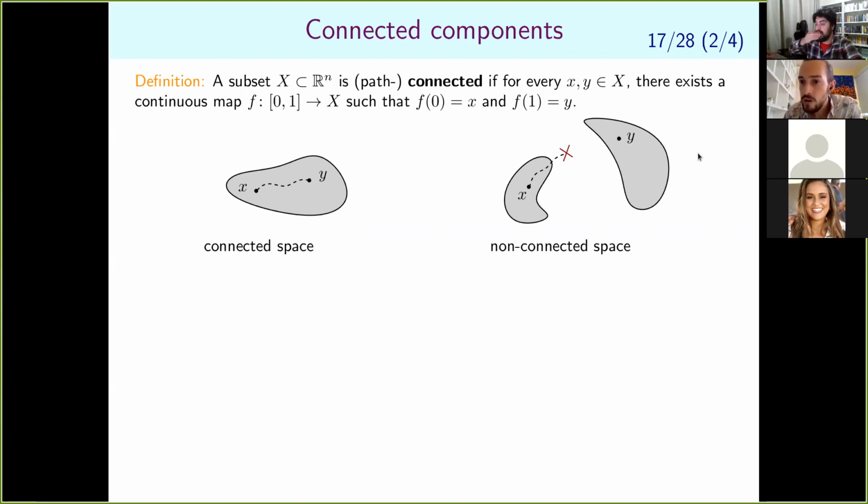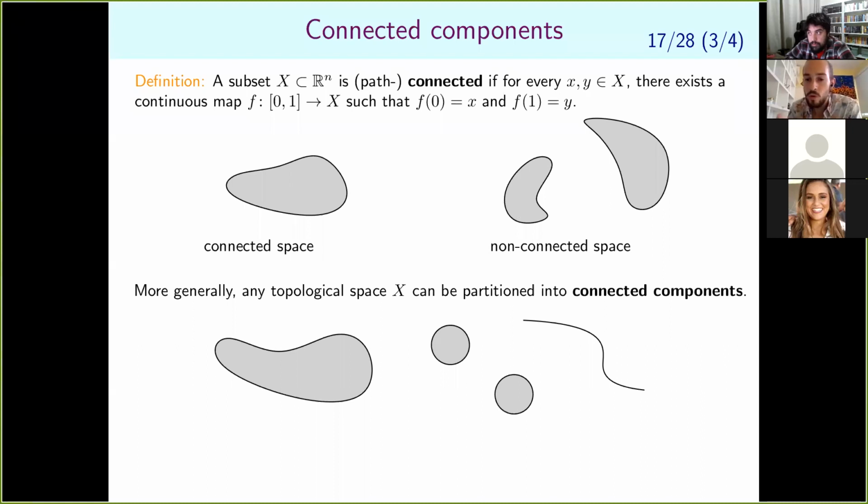And in general, for any topological space, we can define connected components. We can partition any topological space into connected components, that correspond to subsets that are maximally connected. So for instance, this set here has 4 connected components.